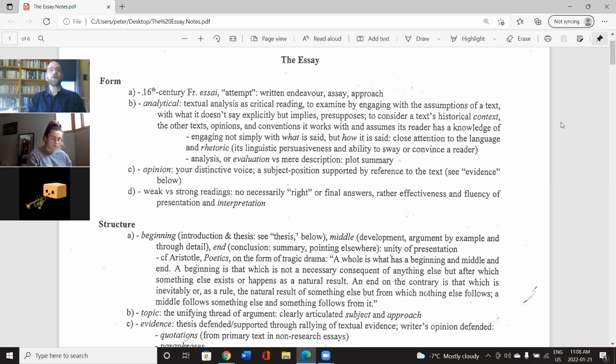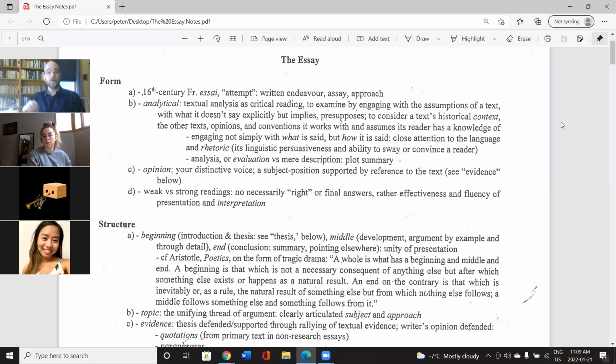Textual analysis is critical reading. You examine a text by, for example, engaging with its assumptions, its presuppositions, what is between the lines, as we say, with what it doesn't say explicitly, but with what it implies, for example, or what it presupposes. So an essay always considers a text's historical context, that is, the other texts, the other opinions and conventions it works with, and that it assumes its reader has a knowledge of.